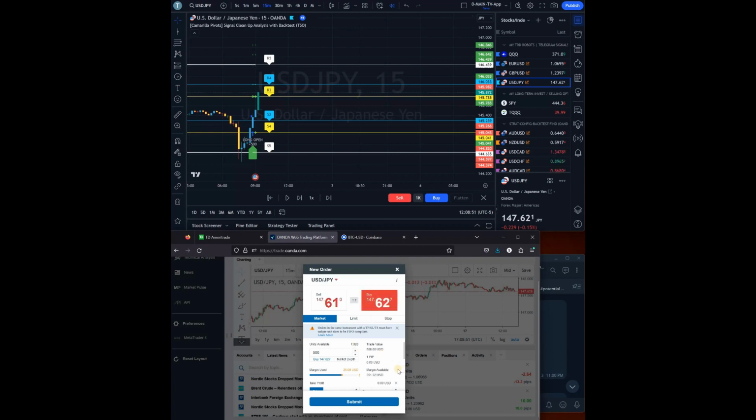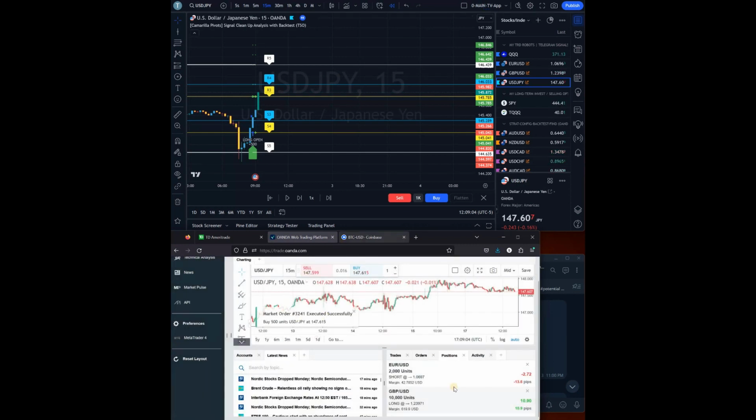Let's see. As you can see, this is the spread, and it's even less than 1.8, but that's an average. That's why it's named average. So let's open. We open the position. It should appear here right now. There it is. This is our USD JPY 500 units. You can see it's immediately in loss because of the spread. So we did open a position.